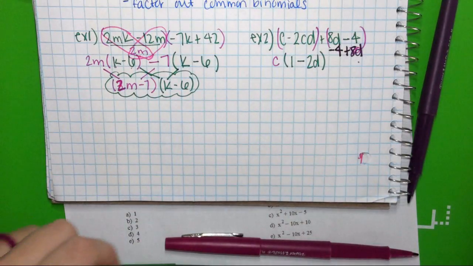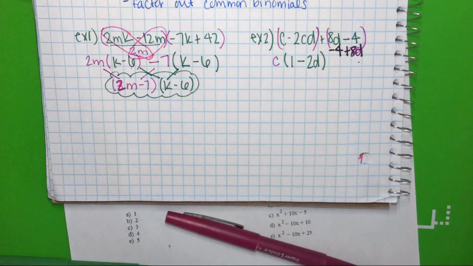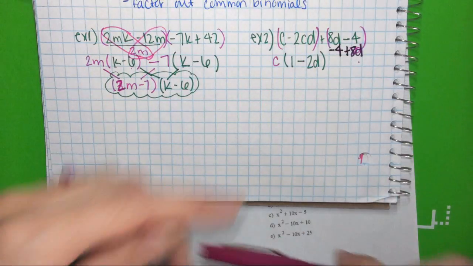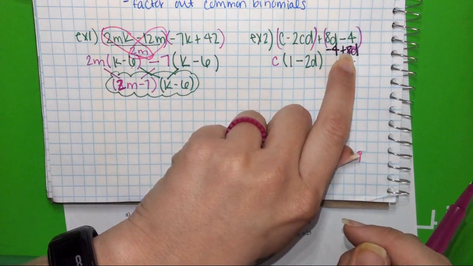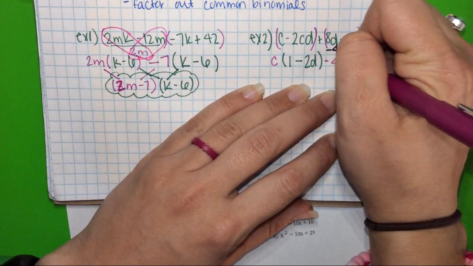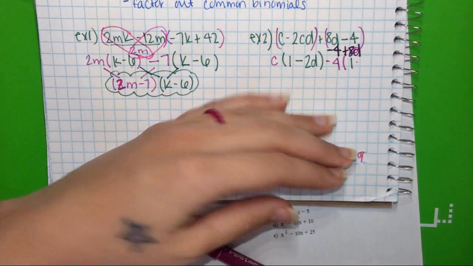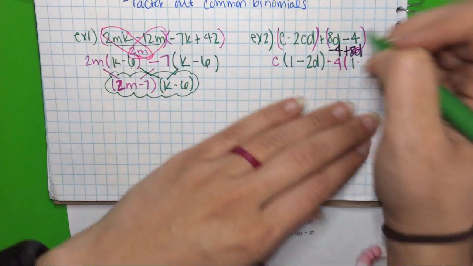Okay, and what do negative 4 and 8 have in common? What is the biggest number that goes into those? 4. And we need to change our sign. So if this is positive and that's negative, change your sign. So we're going to subtract 4. All right, what's negative 4 divided by negative 4? What is 8D divided by negative 4?